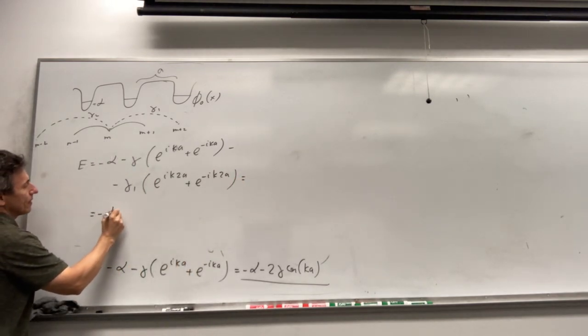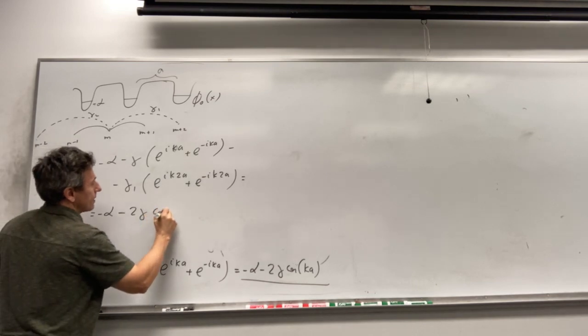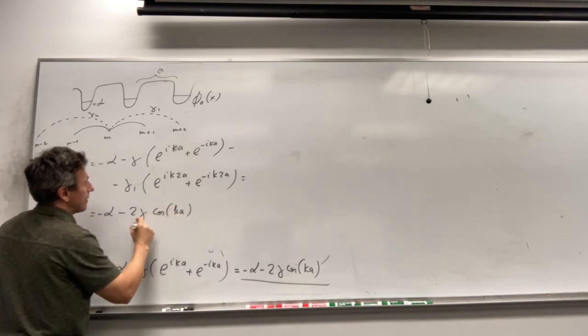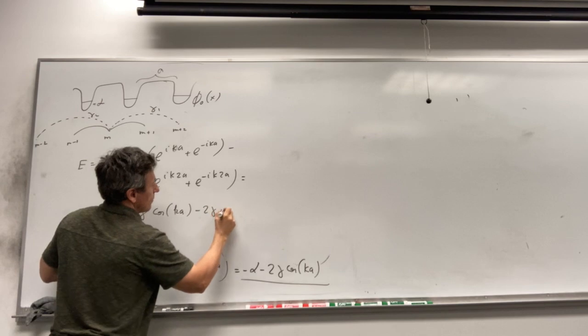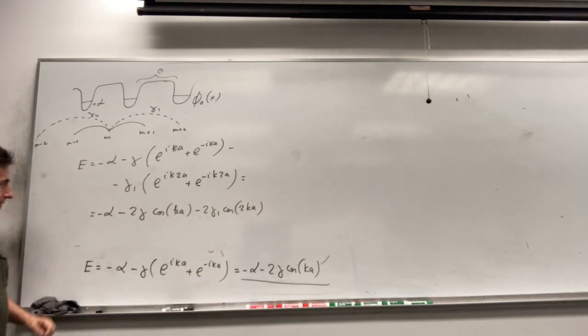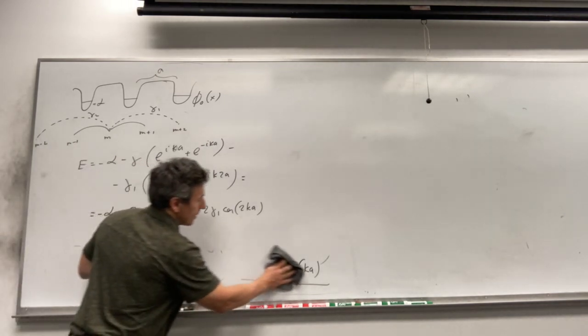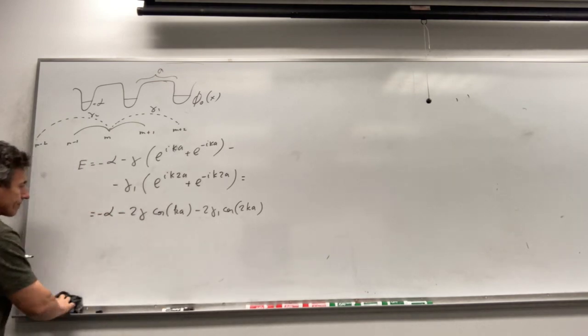So it will be negative gamma minus twice negative alpha minus twice gamma cosine ka minus twice gamma 1 cosine 2ka, and so on. So we can generalize this expression for different types of couplings. This is the main idea of how to write down the tight binding Hamiltonian.